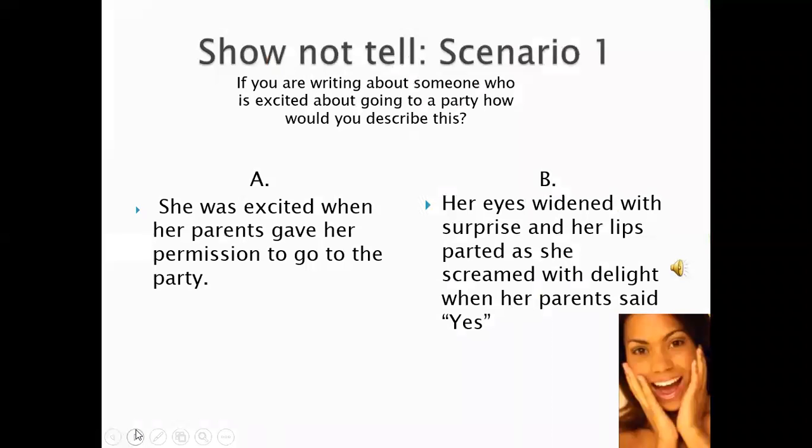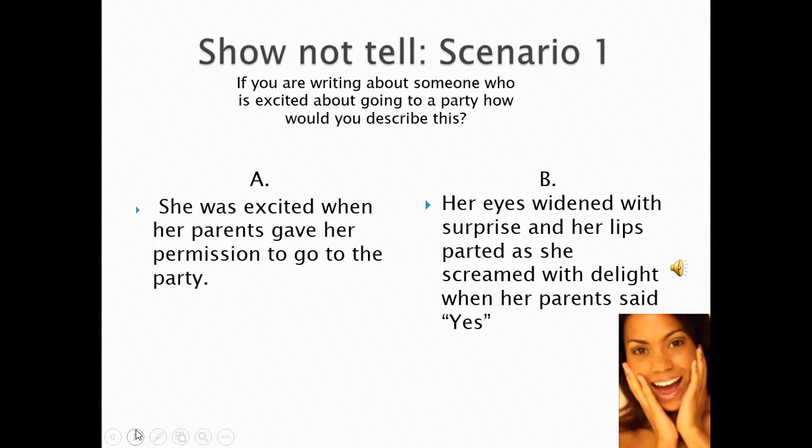What does this mean? Example, scenario 1: if you are writing about someone who is excited about going to a party, how would you describe it? Option A, she was excited when her parents gave her permission to go to the party. Option B, her eyes widened with surprise and her lips parted as she screamed with delight when her parents said yes. What do you think? Which one is the best description that is also telling you the emotion, the reaction of that person when she got the permission to go to the party? Yes, B.